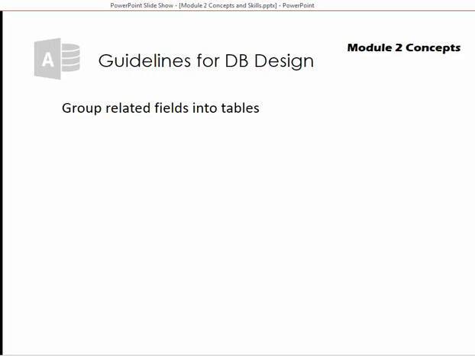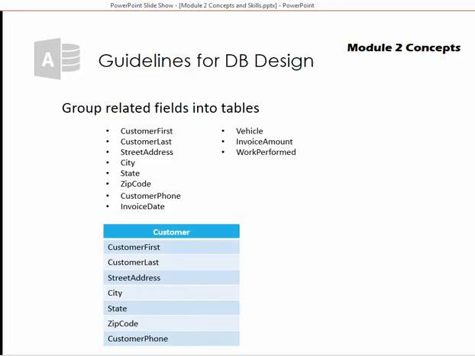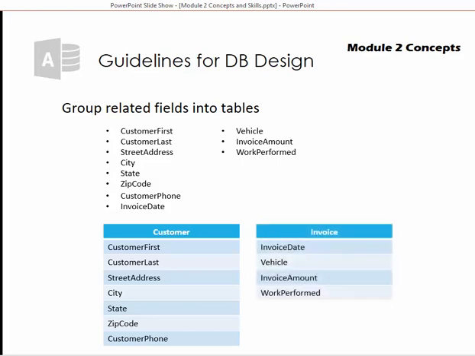These groupings will become the actual tables for our database, or more appropriately, the fields for our tables. Now, looking at the organized data, attributes about customers really stand out. We have customer first, customer last, street address, city, state, zip code, and customer phone. These fields can be grouped together to form our customer table. The fields that remain, invoice date, vehicle, invoice amount, and work performed, relate to each other. These fields represent work performed for the customer on their vehicle. So these fields can be grouped together to form an invoice table. Now, with this step completed, our simple database contains 2 tables, a customer table and an invoice table.